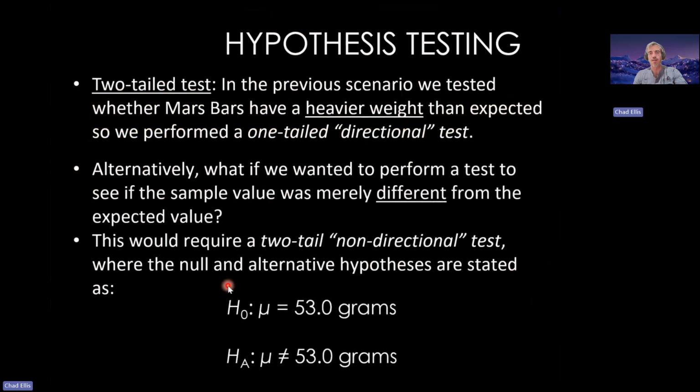First of all, our null hypothesis is going to be, in this case, right, our population mean is 53 grams. Our alternative is that it's not 53 grams. It doesn't matter which direction, whether it's higher or lower. It's only whether there's a significant difference or not.